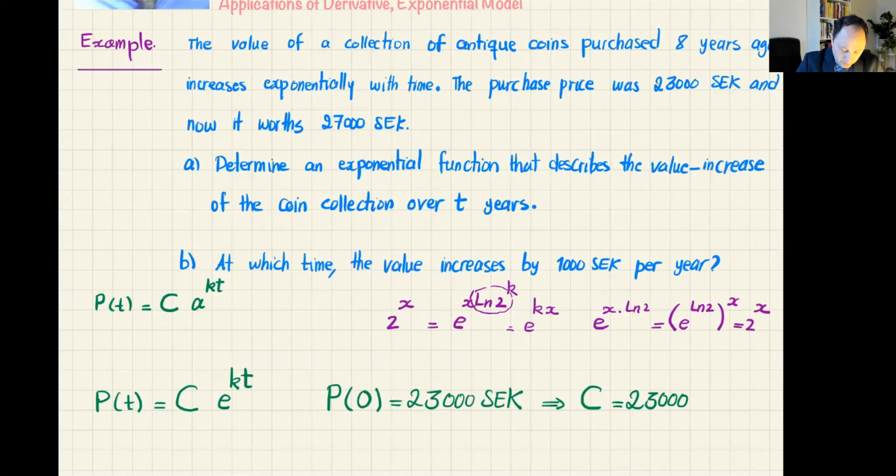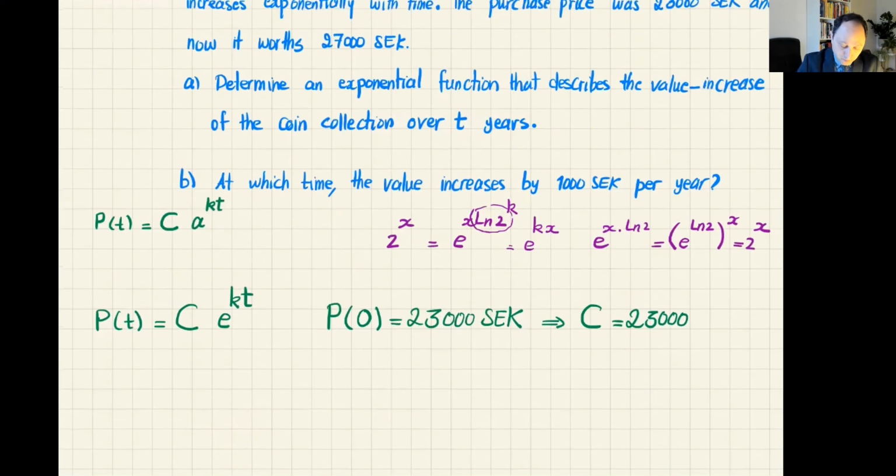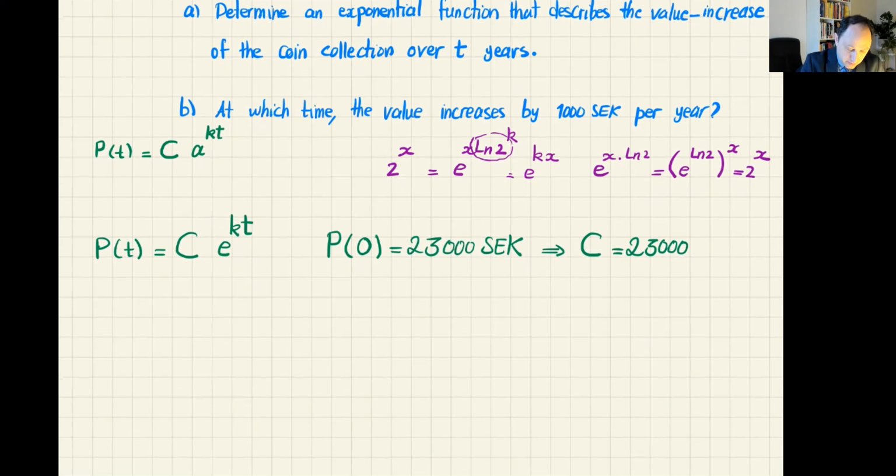Let me explain again. If I ask you what is P of 0, you say that this is C e to the power k times 0, but e to the power k times 0 is just 1, so it becomes C. So there is no difference between C and the initial price. Because the initial price is given to be 23,000, it means that C is 23,000. So the model is now a little more clear. P of t is equal to, instead of C, I put 23,000, and then I have e to the power kt.